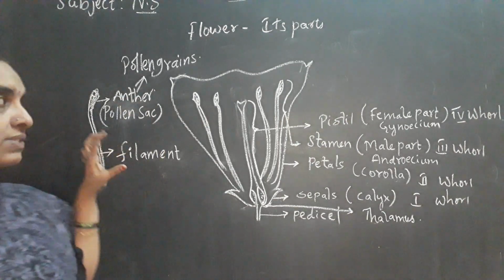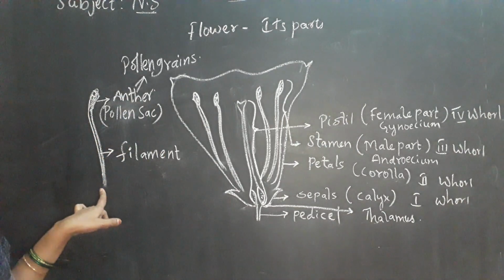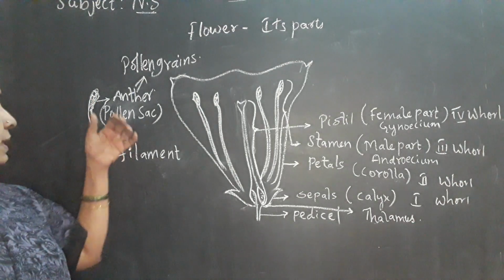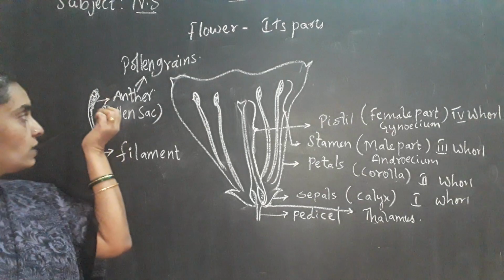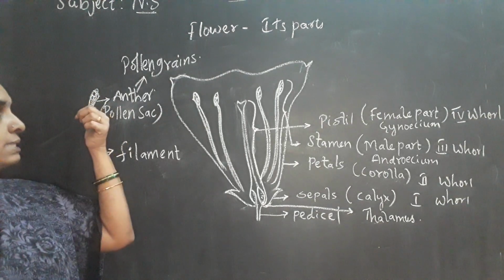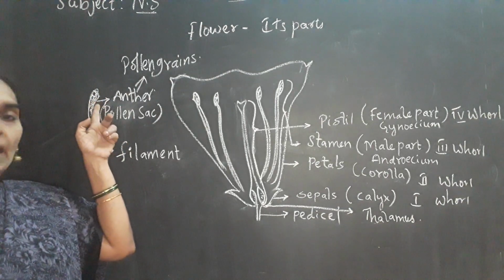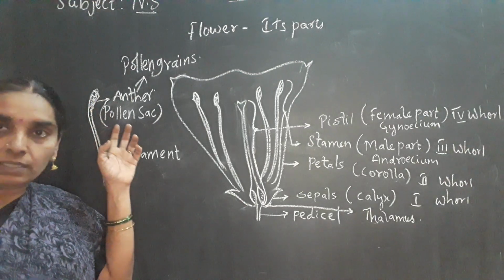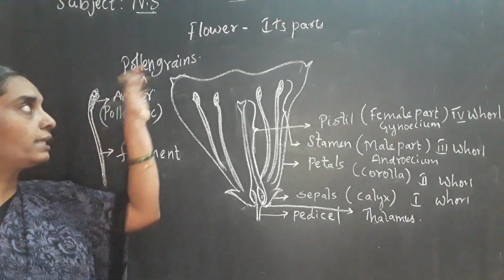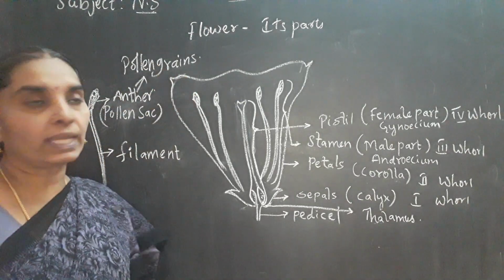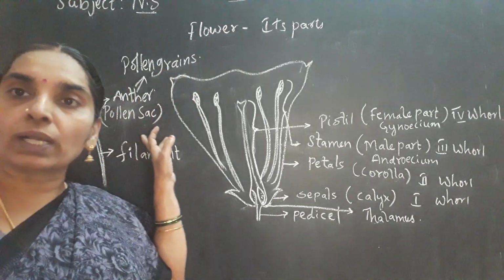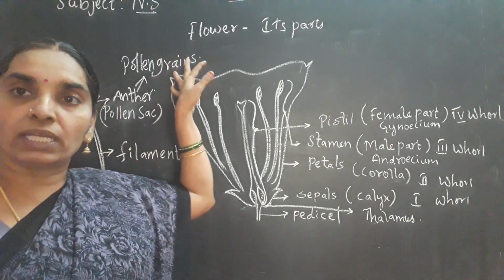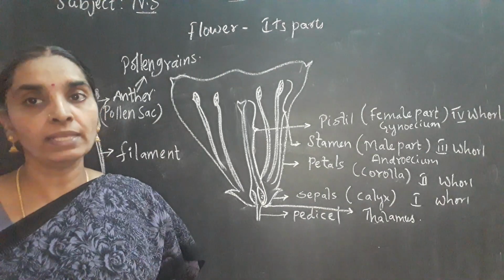The long thread-like structures are called as filaments, stalk-like structures we can say. Above it, the head-like structure over the filament, a bulged part, is an anther, which contains the pollen. It is called as pollen sac, which contains the pollen grains. So the anther is also called as pollen sac. Okay children, since it contains the pollen grains, it is called as pollen sac.